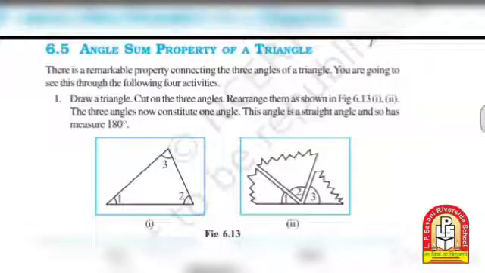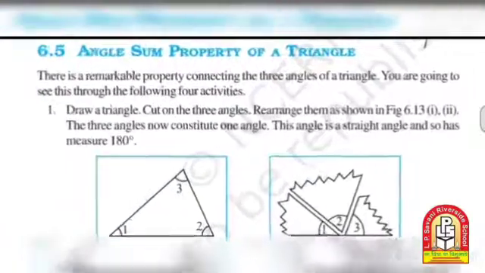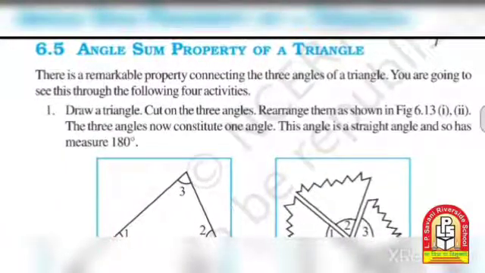Standard 7, Subject Mathematics. Chapter number 6, Triangle and its Property. So, in this chapter, we have to learn the introduction about the angle sum property of a triangle. First of all, what is the angle sum property? There is a remarkable property connecting the three angles of a triangle. You are going to see it through the following four activities.